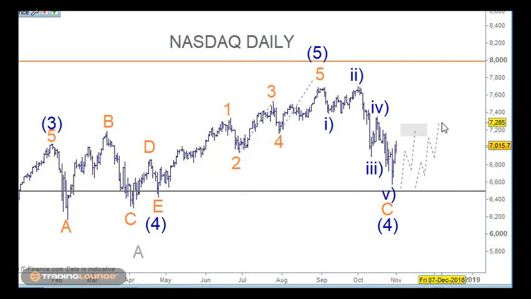So if we get 5 waves up here, of course we're going to get a 3-wave counter trend, and then we'll be pushing up here again. So it's really all eyes on this particular move here.